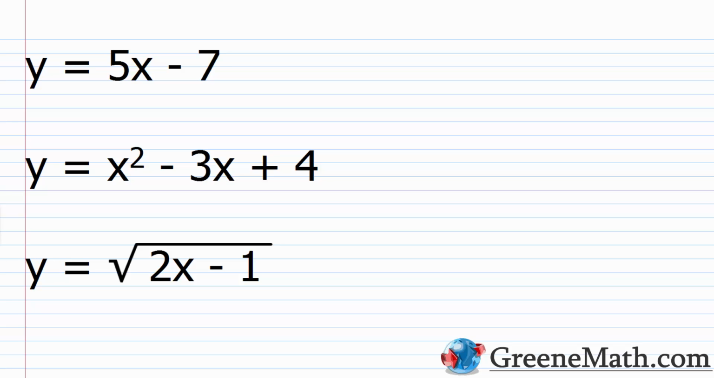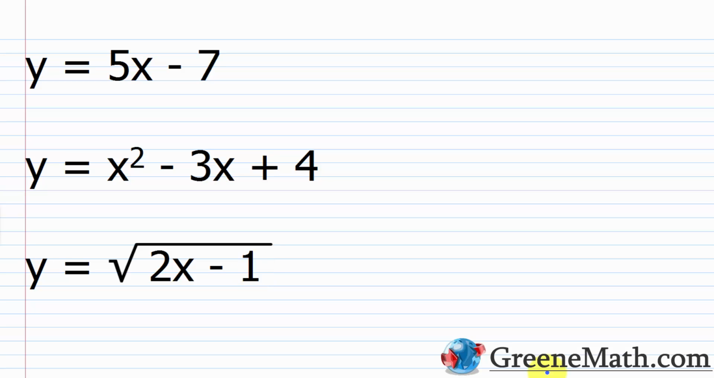Let's begin by looking at a few basic functions. We have a linear function, y equals 5x minus 7. We have a quadratic function, y equals x squared minus 3x plus 4. And we have the square root function, y equals the square root of 2x minus 1. At this point, we should know these three relations are functions. If I input something for the independent variable x, I'm going to get a unique output for the dependent variable y. For each x, there's going to be one y.